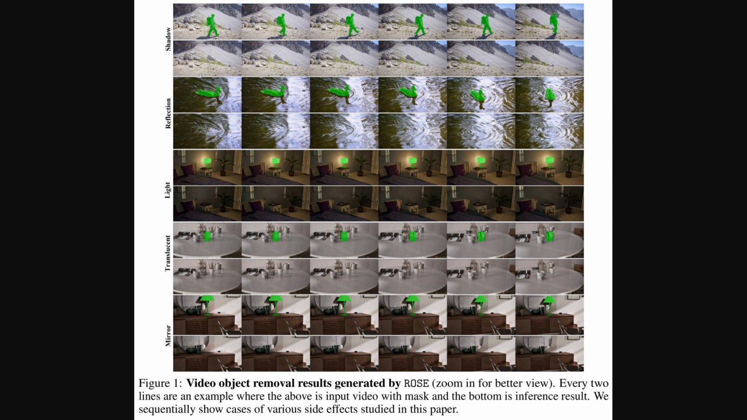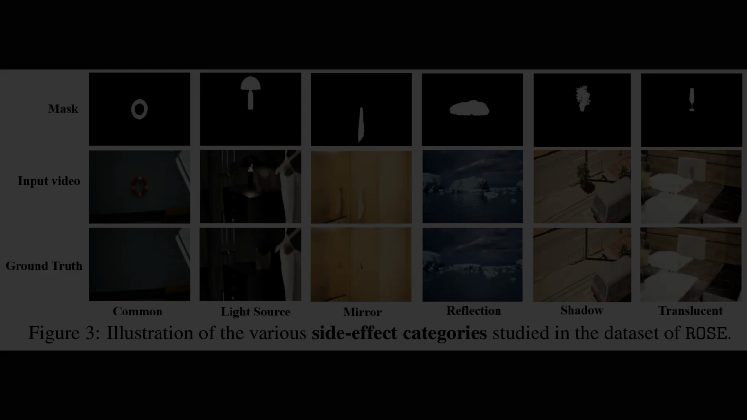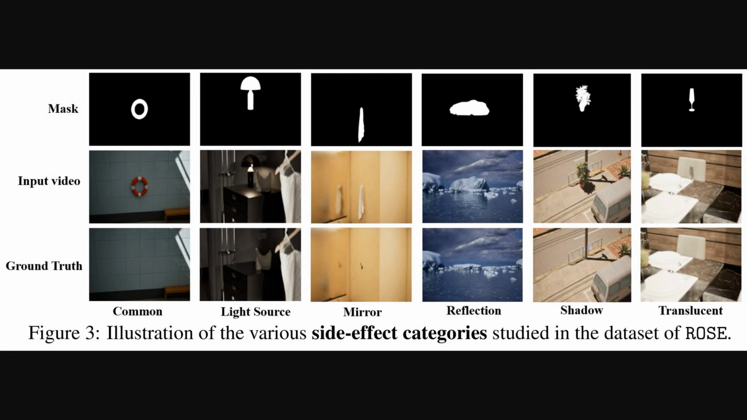Alright. The previous segment outlined why paired data matters for side effects. Figure 1 presents visual results across 5 categories, which include shadow, reflection, light, translucent, and mirror, and each pair of rows shows masked inputs on top and ROSE outputs below. The outputs remove both the object and its environmental traces, so shadows vanish, reflections dissolve, lamp glow is corrected, and translucent or mirror artifacts are cleaned up. The consistent backgrounds across frames indicate strong temporal coherence. So the previous figure highlighted qualitative gains across categories.